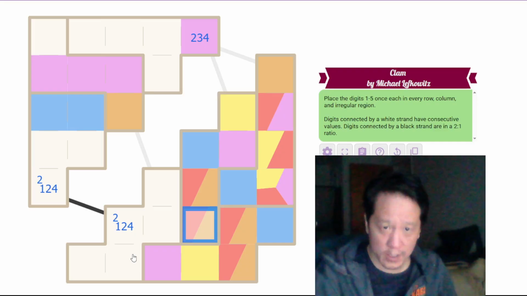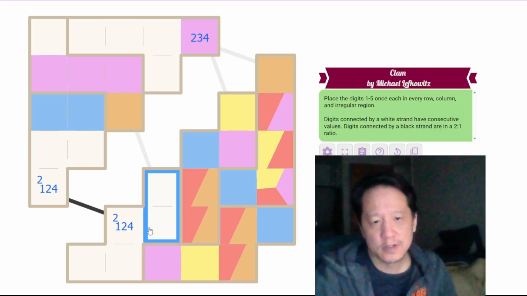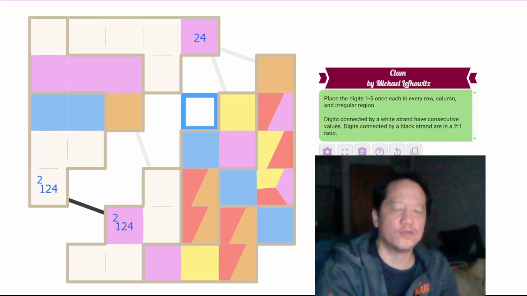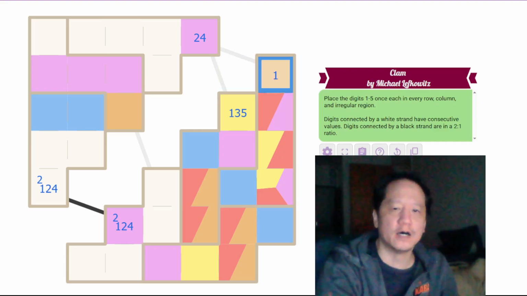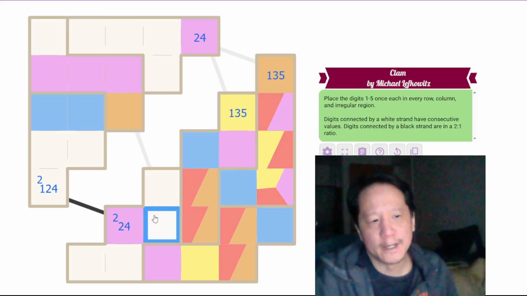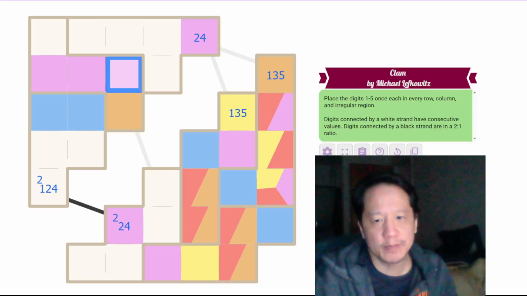Which means pink cannot be here and cannot be here in this region. So this must be pink here. Which means this can never be 3. It's 2 or 4. So these have to be odd, which is 1, 3, and 5. So this is 2 or 4 here. Pink is here, so this cannot be pink here.